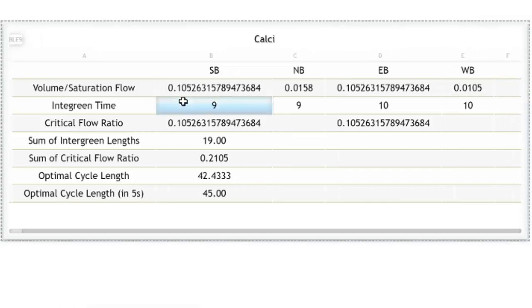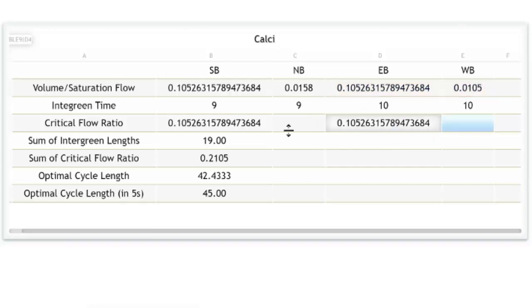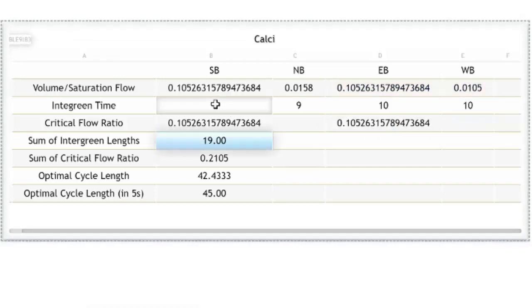And here is the intergreen time for the north-south direction, which is 9 seconds, and east-west is 10 seconds. And the critical flow ratio is going to be the maximum of these two, southbound and northbound together. So obviously the 0.10526 is governing this, and hence this is the critical flow ratio in the north and southbound direction. And the east and westbound direction is again 0.1053, because of those two directions, this is the maximum. The sum of intergreen lengths is obviously 9 plus 10. And the sum of critical ratios is the sum of these two, in both north-south and east-west directions.